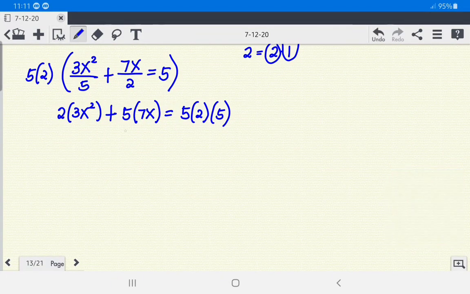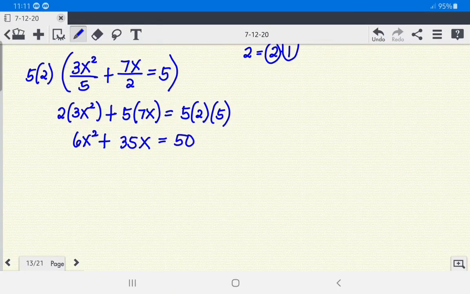Multiply. We have 2 times 3x squared, we have 6x squared. Plus 5 times 7x, we have 35x. Then equals 5 times 2 times 5. That is 50, right? Because 5 times 2 is 10, times 5, we have 50.